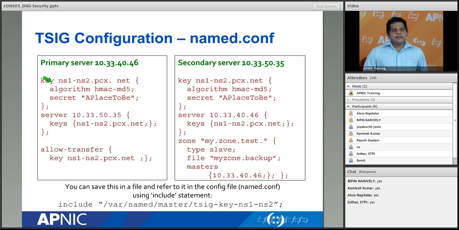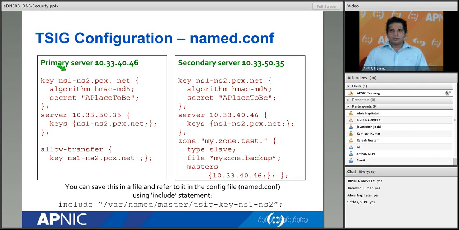So in the case of primary, you have the key statement. This is to define the key. Remember we talked about a symmetric key. This key name is the key name that you agree with your secondary. I'm talking about if you're a primary, because we are on the primary side here. So if you're the primary, you define this key name. In this example, the key name is ns1-ns2.pcx.net, or for example ns1.ns2, whatever your zone.